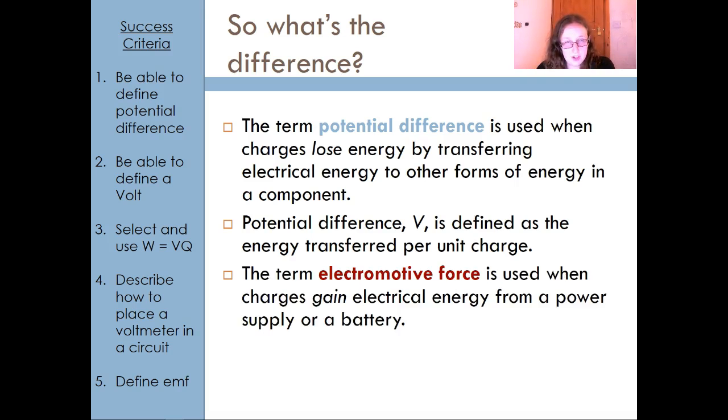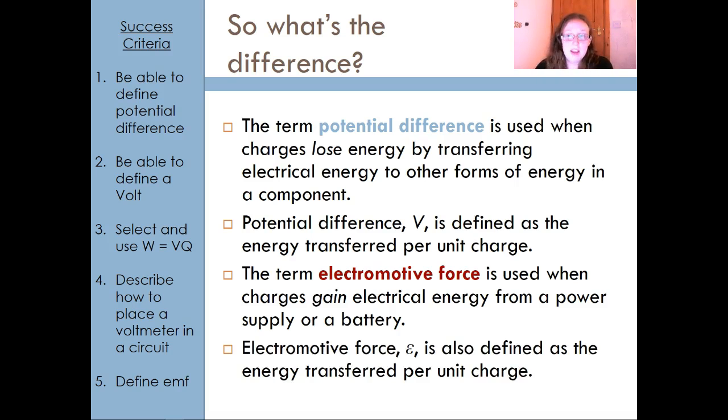If we want to give a good definition, we would say which way that energy was going there. EMF is used when our charges gain energy, and it's always going to be in reference to power supply. So EMF is always going to be about power supply. And at its heart, it's exactly the same. It is also defined as the energy transferred per unit charge. So because the definitions are in essence the same, we need to make sure that we specify which direction the energy is going. Is it from electrical or to electrical? So make sure you get that firm in your head.